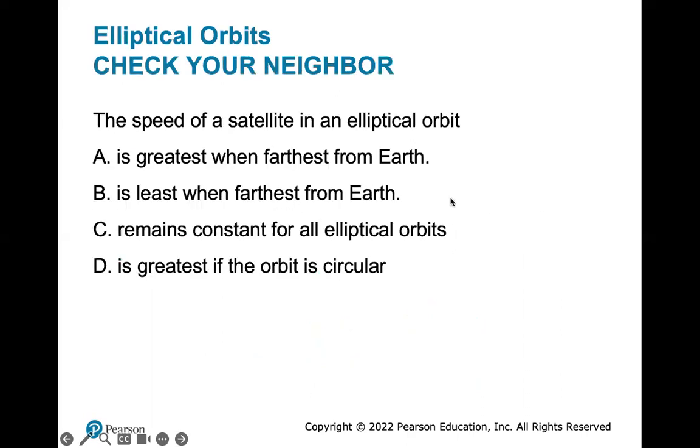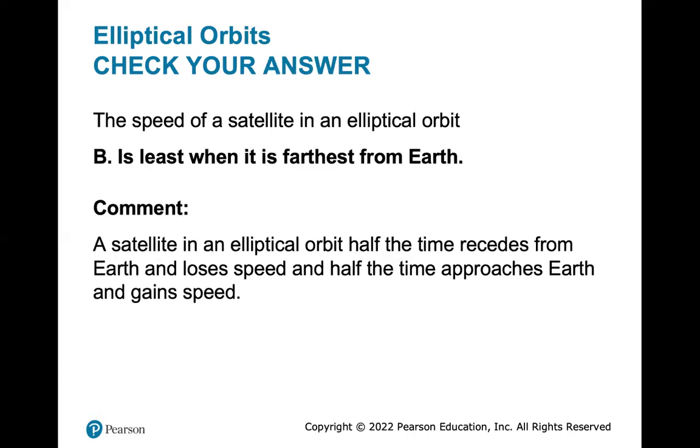Okay, the speed of a satellite in an elliptical orbit is: A, greatest when farthest from the Earth; least when farthest from the Earth; remains constant for all elliptical orbits; or is greatest if the orbit is circular. Well, the speed is greatest when it's closest to the Earth, so it's least when it's farthest from the Earth. B. A satellite in an elliptical orbit half the time recedes from Earth and loses speed, and half the time approaches Earth and gains speed.